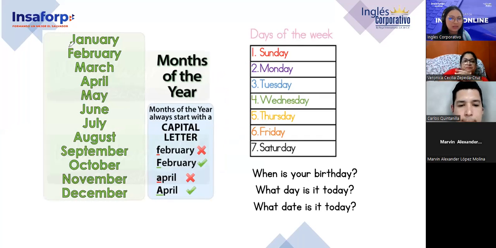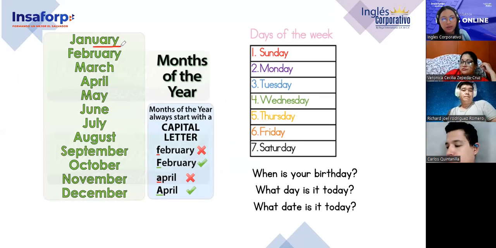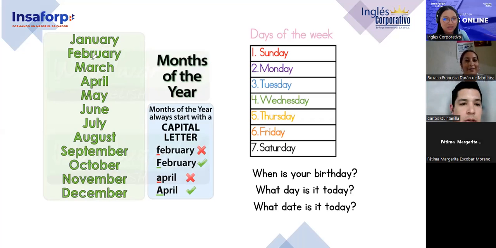How do you pronounce this one, class? The first one. This is January. One more time. January. Okay, es un poco larga la pronunciación. January. January. That's all right. Great pronunciation.